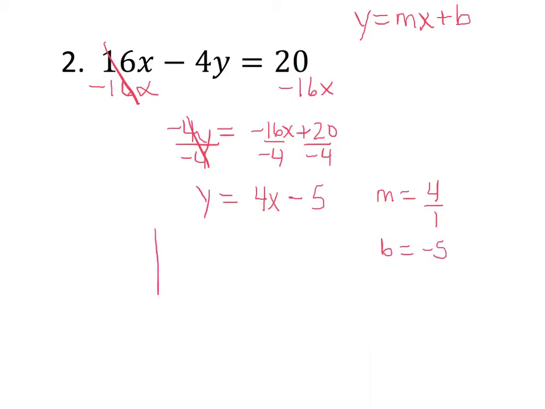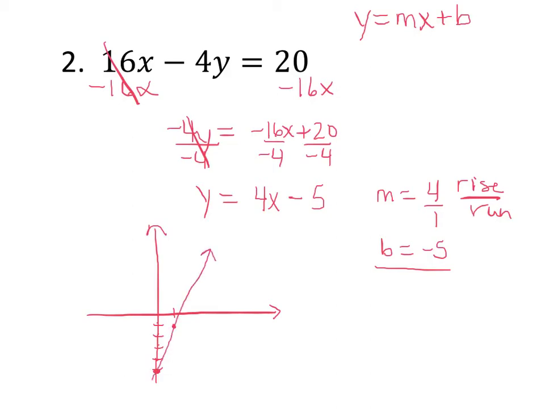So let's sketch the picture. So we've got our x and our y-axis. We are going to begin with the negative 5. So on the y-axis at negative 5, we're going to put our first point. And then we are going to use our slope, which is rise over run. So we're going to rise 4, so 1, 2, 3, 4, and go over to the right one. So it would be right here. And again, I can connect my points, and this is my line.